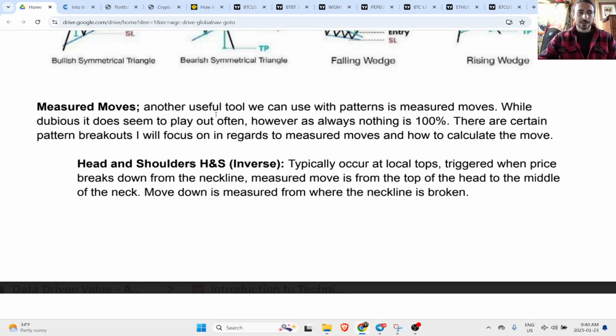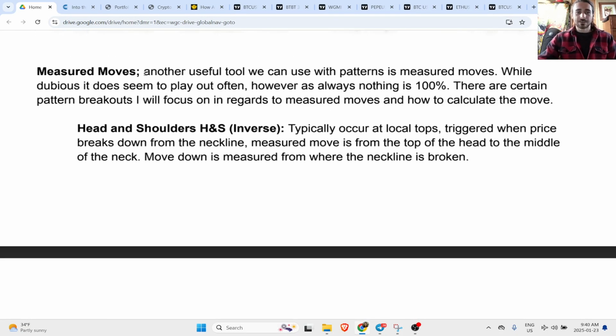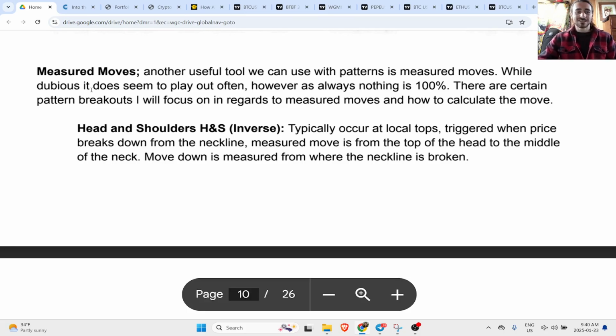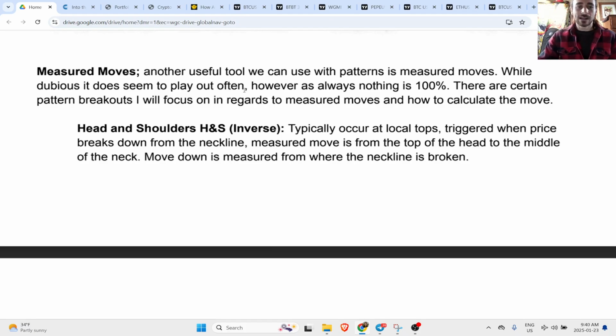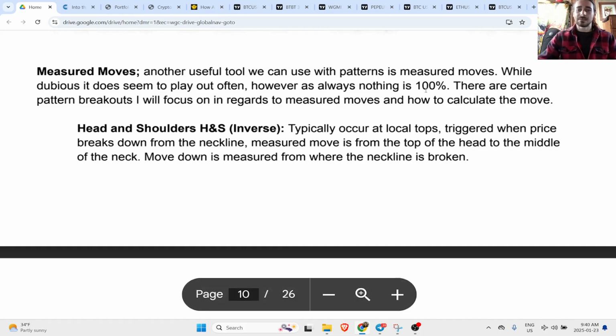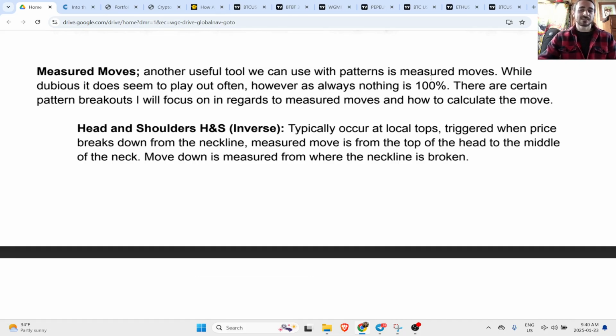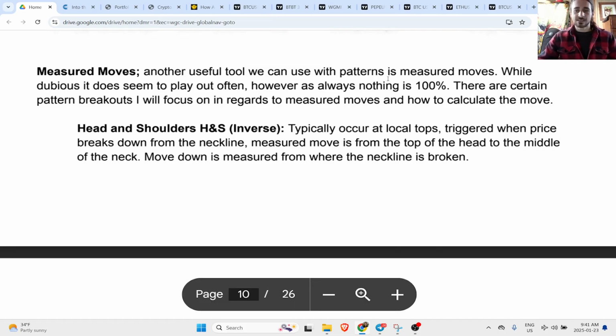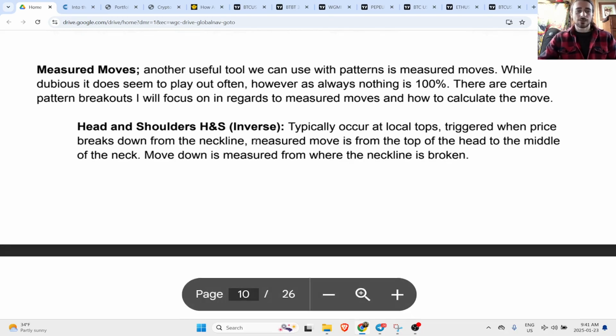But moving on, we'll take a quick look at measured moves. So another useful tool with these patterns is measured moves. It is a little dubious. It plays out quite a bit, but it's not 100%. So don't expect all of the measured moves to play out all of the time. Just like all of technical analysis, it's just probabilities. But there's a few measured moves that we do see quite frequently.